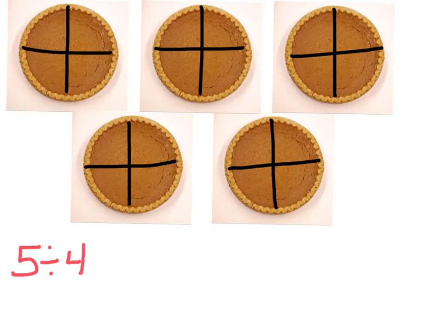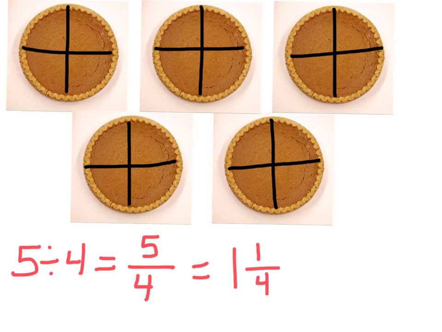When we look at our pies, we can see that each person is going to get 1 whole pie plus 1 slice of pie, or 1/4 of a pie. So each person is going to get 5/4 of a pie. Or, as we would rewrite that as a mixed number, we would divide our numerator by our denominator, 5 by 4, to get 1, remainder 1. The remainder becomes our new numerator, and we keep 4 as our denominator. So 5 divided by 4 can be rewritten as 5/4 or 1 1/4.